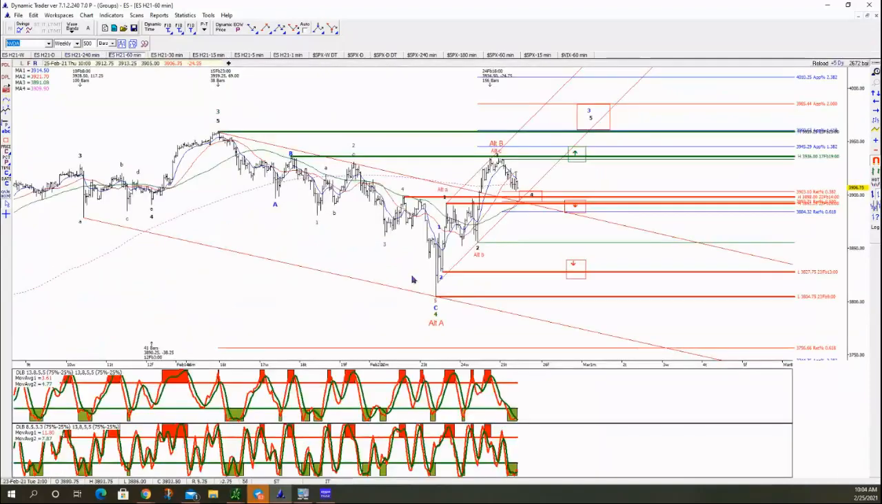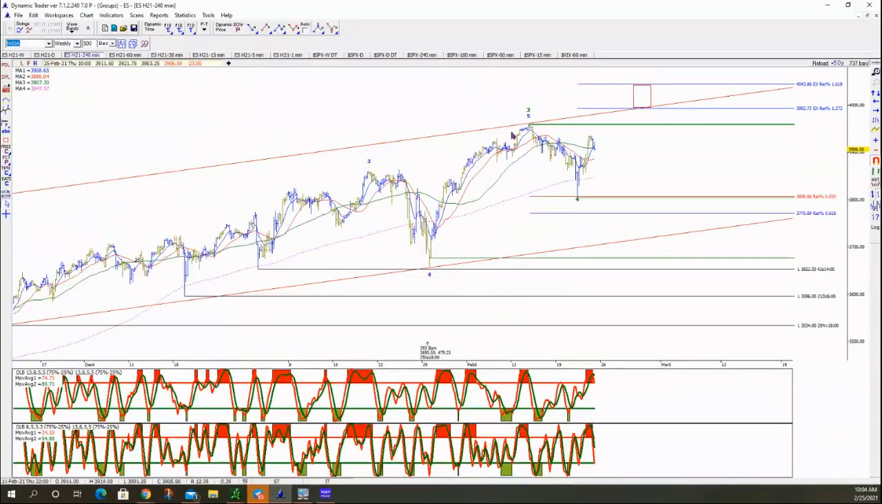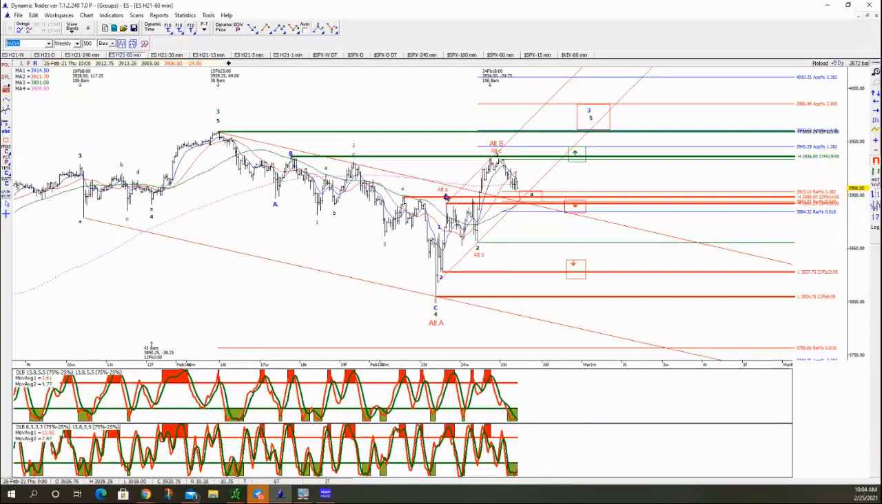Going back to the 60-minute chart, this is off of the high over here. Wave 4s are a correction, and in an Elliott wave count, corrections are always 3 waves. So we had here A, B, C. C waves are almost always 5 waves: 1, 2, 3, 4, 5.